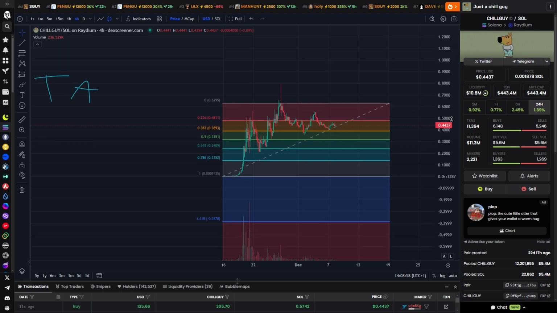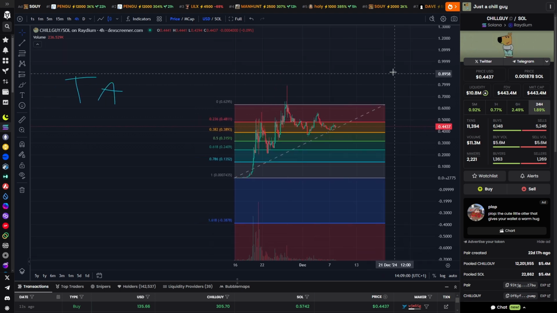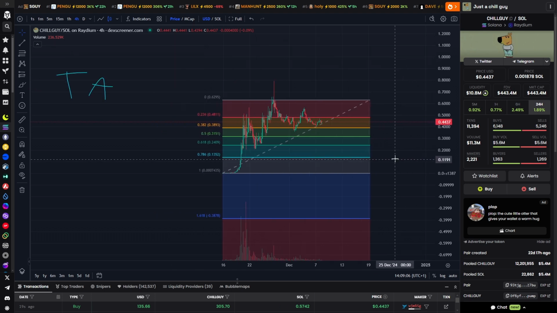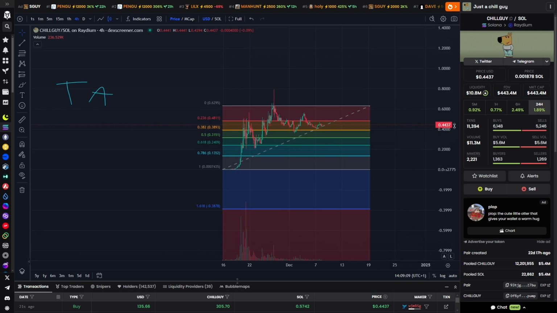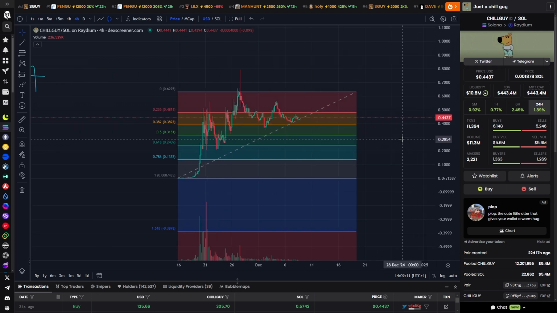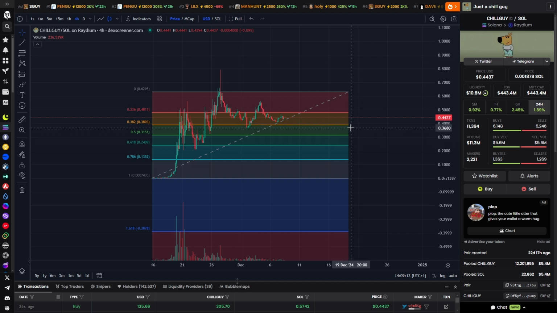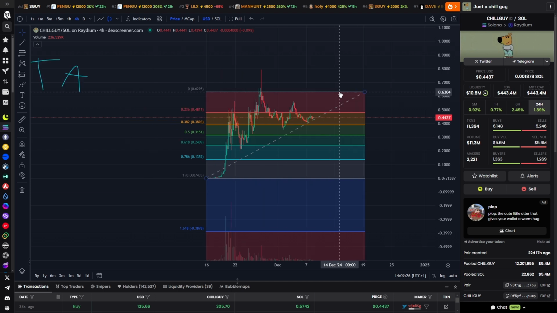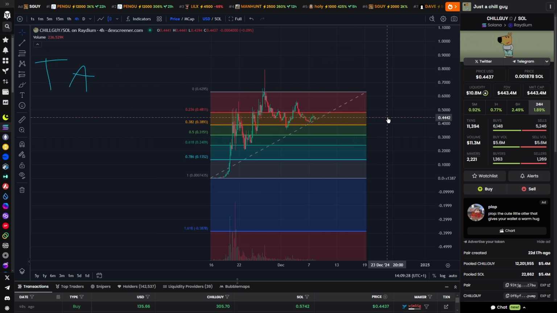And some people are neglecting TA in meme coins, but I think it's important. You can definitely make your trading better with it, because you can wait for certain zones, get better entries, know what to aim for when exiting trades. Because some people just buy in and they have no idea where they would even want to sell. So it's a useful skill.